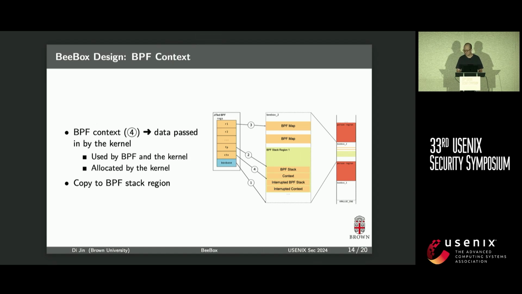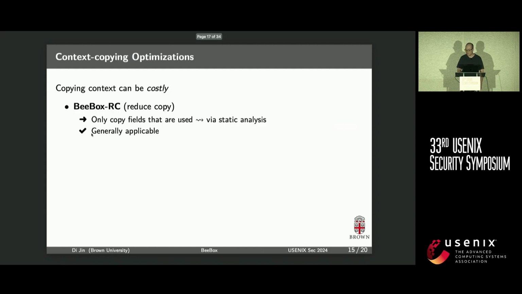The BPF context is generated by the kernel, and therefore it needs to be copied into the sandbox. And for the memory management part, it can reuse the pre-allocated region that we have for the BPF stack because it's needed every time a BPF program is invoked. But copying context can be costly in the world of BPF. So we have some domain-specific optimization that leverages BPF's simplicity and analyzability to reduce such cost.